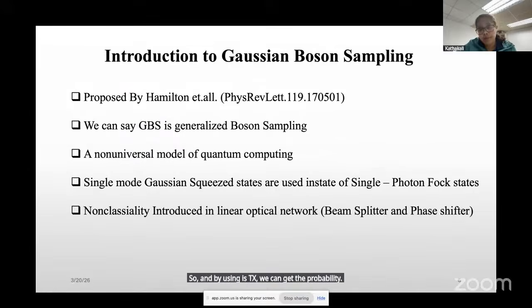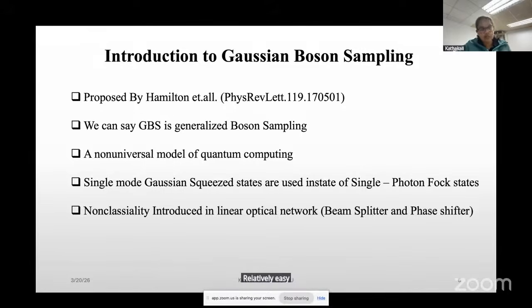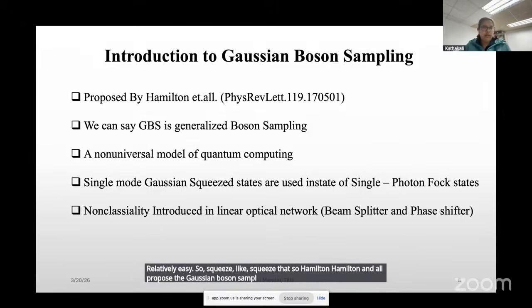Now I come to Gaussian boson sampling. We need Gaussian boson sampling because getting many single photons is experimentally very hard, but getting a Gaussian state experimentally is relatively easy, such as a squeezed state. Hamilton et al. proposed the Gaussian boson sampling scheme.